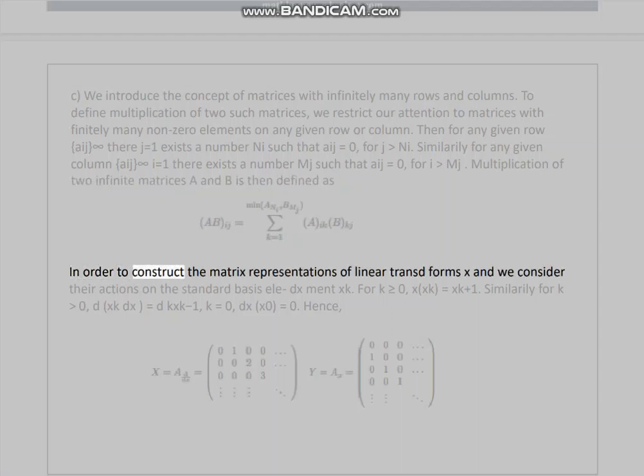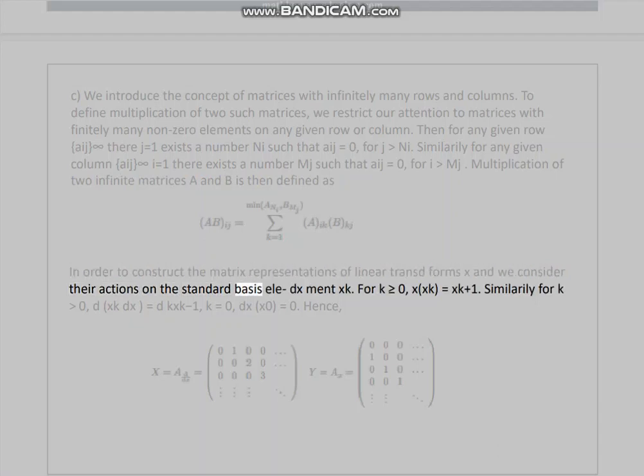In order to construct the matrix representations of the linear transforms X and d/dx, we consider their actions on the standard basis elements x^k. For k greater than or equal to 0, x times x^k equals x^(k+1). Similarly for k greater than 0, d/dx of x^k equals k x^(k-1), and for k equals 0, d/dx of 1 equals 0.